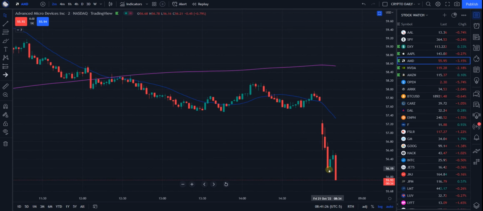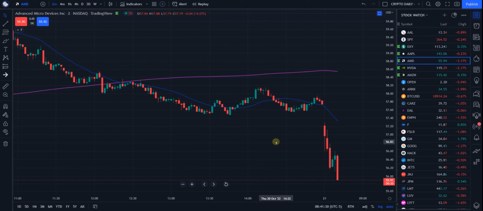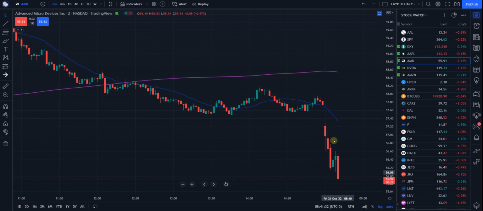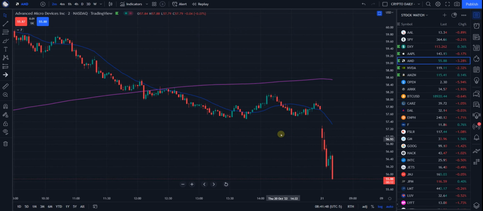Here's the 2-minute chart, and this thing is just nose diving right now. And we are getting far and away from the 20. So what we might try to do, you always want to trade the trend, but we're going to see if we can't get a little fancy here and trade counter trend. In other words, catch a bottom here and get a quick little reversal.